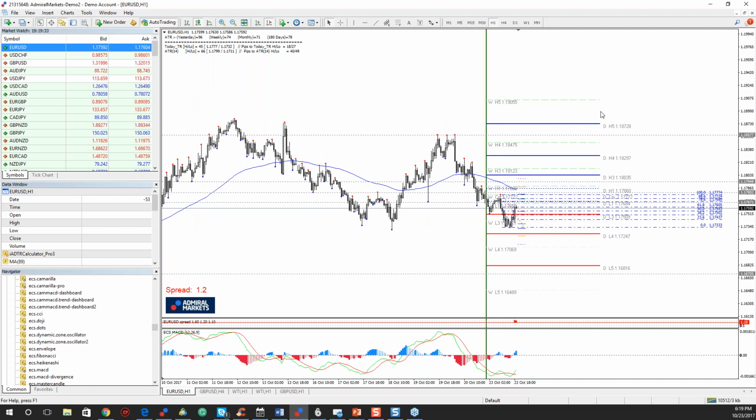Guys, euro-dollar, the Camarilla levels that I use for my Camarilla MACD analysis are very, very good pivot points. And in my opinion, I've been clinging to Camarillas since I started to post on Forex Factory.